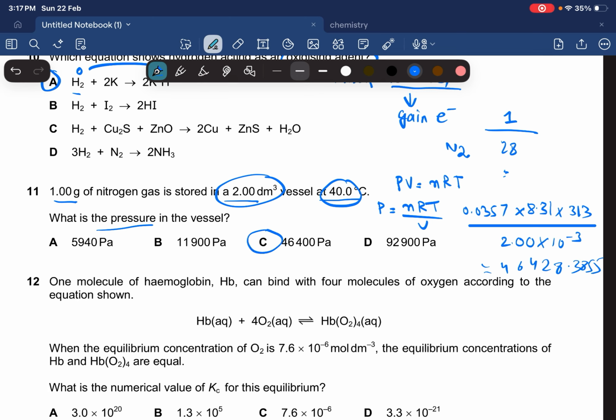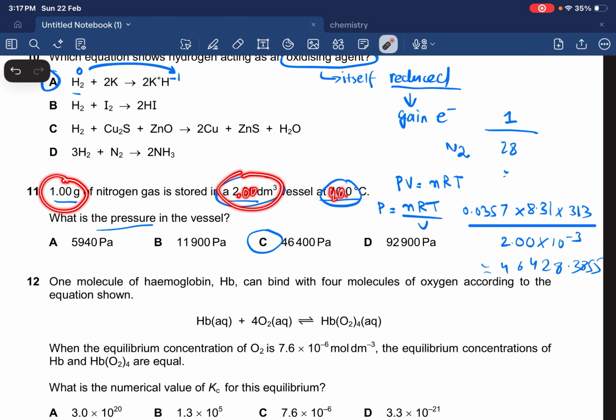If I round it off to 3 significant figures, you can see all the values are given to 3 significant figures: 2.00, 3 significant figures, 40.0, 3 SF, 1.00, that's 3 SF. Okay, 1 molecule of hemoglobin can bind with 4 molecules of oxygen according to the equation shown.